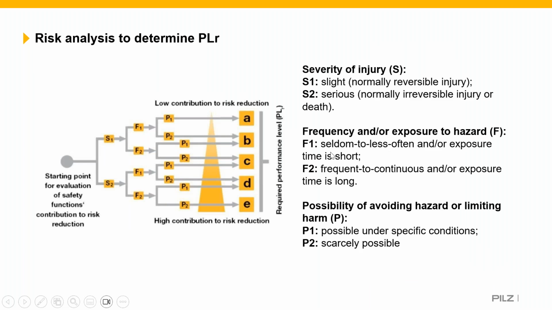So as we said, we've got to determine the performance level. This is done by a few factors that we'll run through now, and they are severity of injury, frequency of exposure to the hazard, and the possibility of avoiding or limiting harm. So the first one is severity of injury. We have S1, which is slight, S2, which is serious.